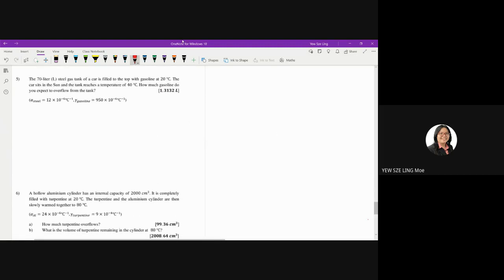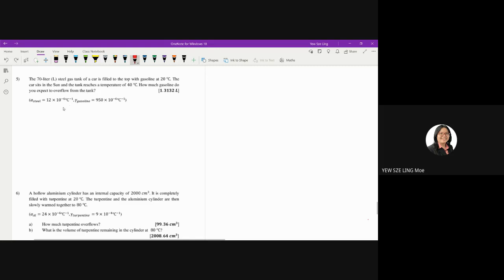So the 70-liter steel gas tank of a car is filled to the top with gasoline at 20 degrees C. The car sits in the sun and the tank reaches a temperature of 40 degrees C. How much gasoline do you expect to overflow from the tank? So basically, it's a question about overflow.